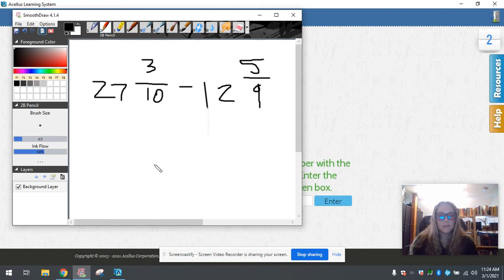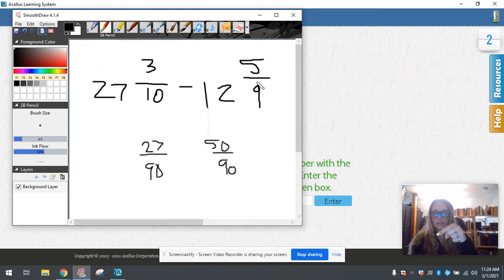Multiply them together. 9 times 10 is 90. Cross multiply. 10 times 5 is 50. 9 times 3 is 27. 3/10 is equal to 27/90. 5/9 is equal to 50 out of 90. Bring down the rest of my problem, the whole numbers, the subtraction sign to show us what operation we're doing.